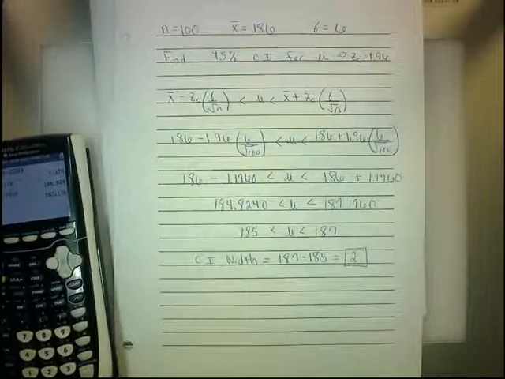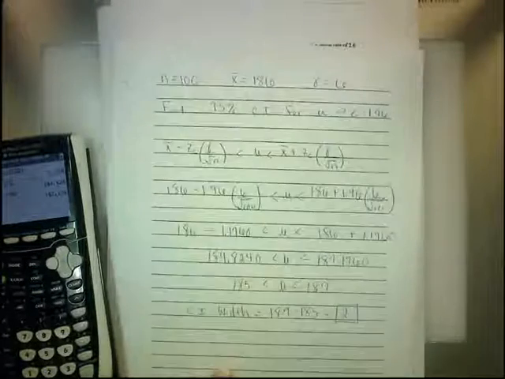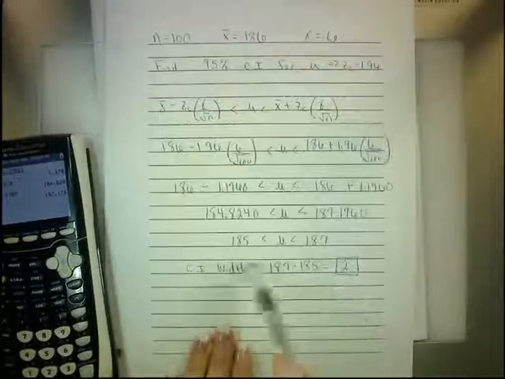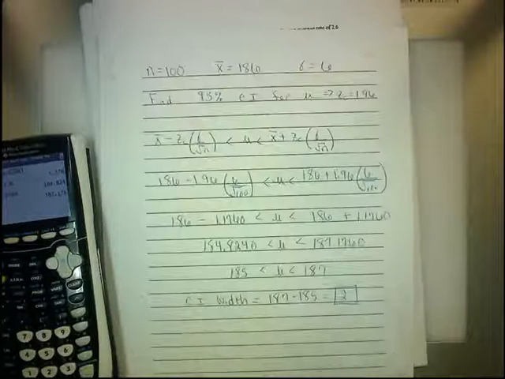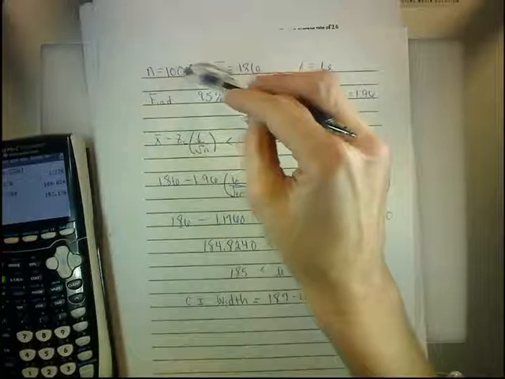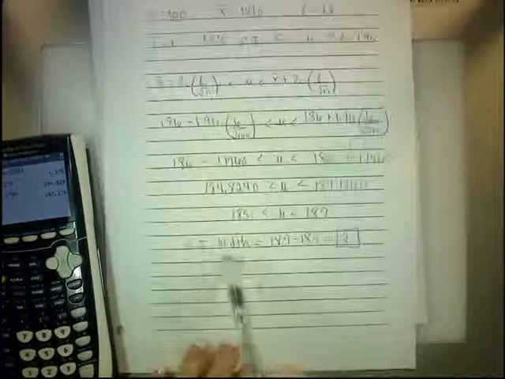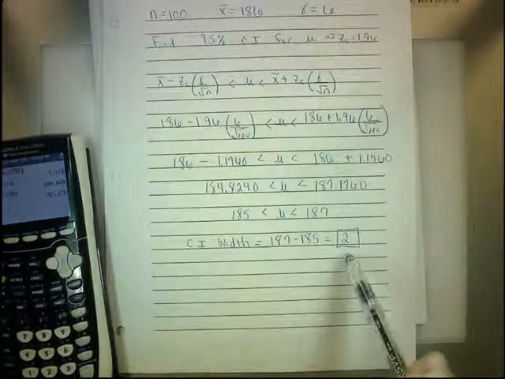So take a look at that. When it was 40 bowlers, the confidence interval was 184 to 188, and the width was 4. And when we increased it up to 100 bowlers, the confidence interval is 185 to 187, but the width is 2. So this proves as sample size increases from 40 bowlers to 100 bowlers, the confidence interval width decreases from 4 down to 2.